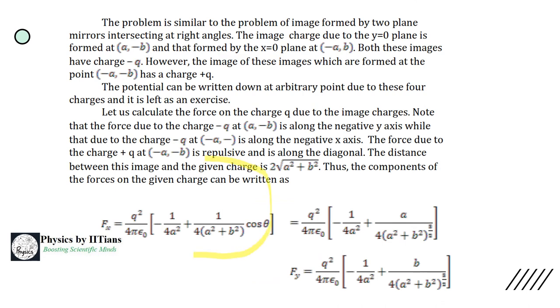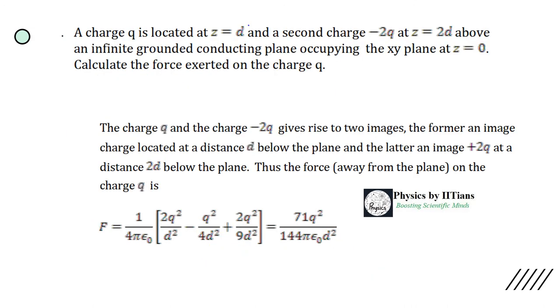So the components of the force due to this total combination of charges are: the x component is q square by 4 pi epsilon naught into minus 1 by 4 a square plus 1 by 4 a square plus b square cos theta, and the y component is q square by 4 pi epsilon naught into minus 1 by 4 b square plus b by 4 a square plus b square whole to the power 3 by 2.